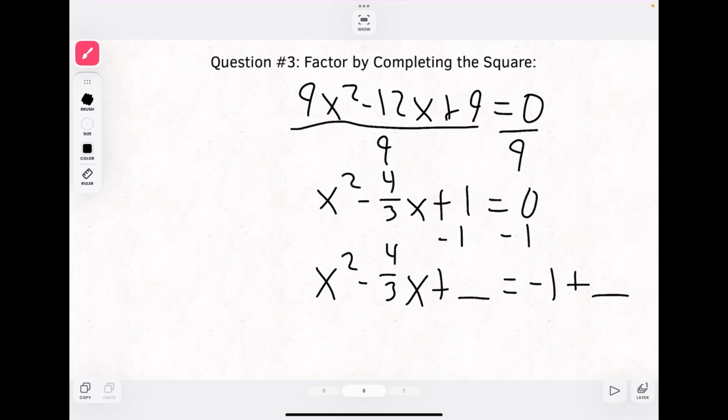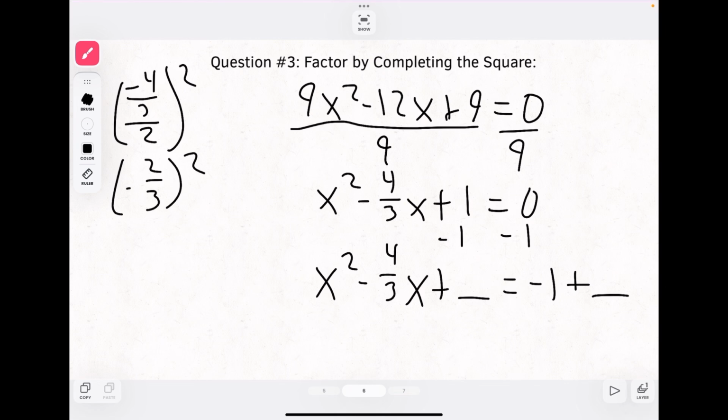And then from here, in order to fill our blank, we're going to again use the formula b divided by 2 squared. So we are going to do negative 4 over 3 divided by 2 squared. First, negative 4 divided by 3 divided by 2 is going to give us a negative 2/3. And then a negative 2/3 squared is going to give us a positive 4/9. So we're going to plug 4/9 into the equation.